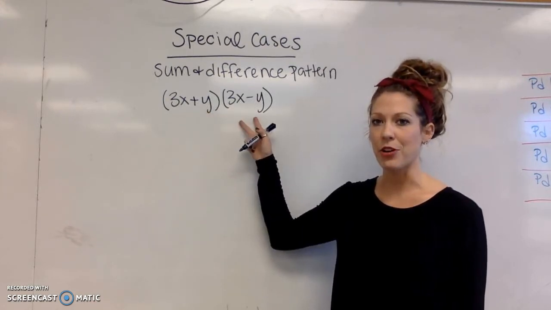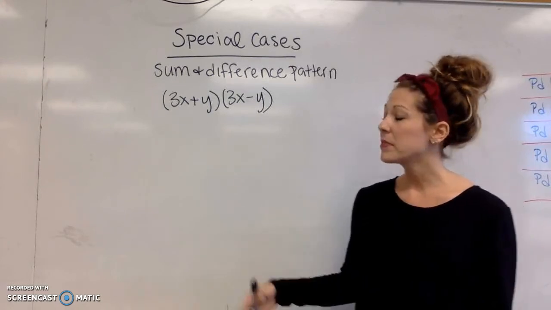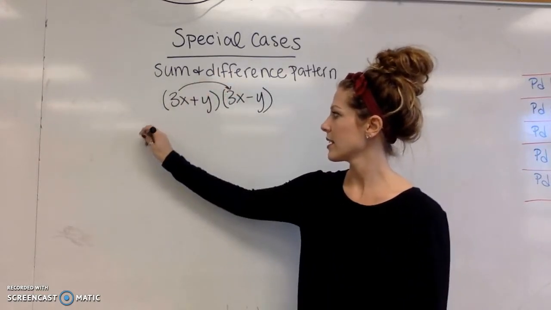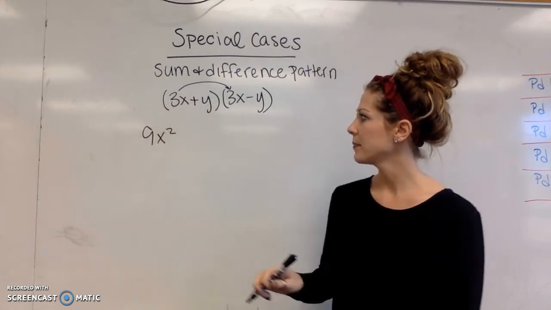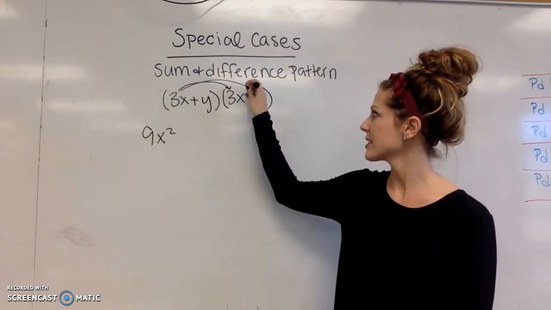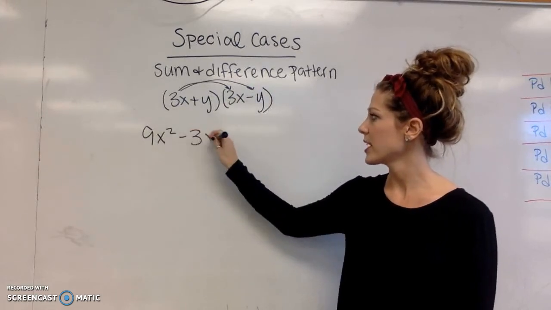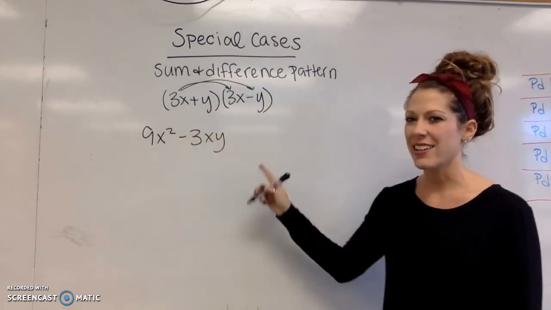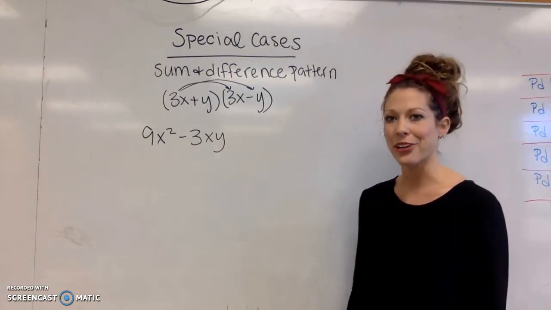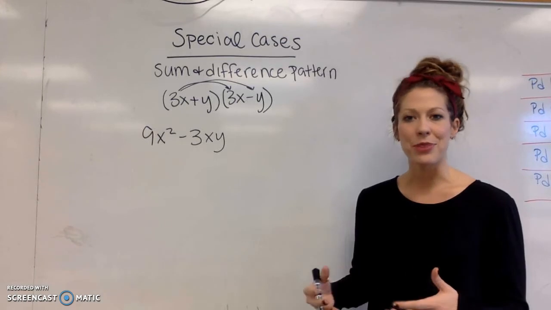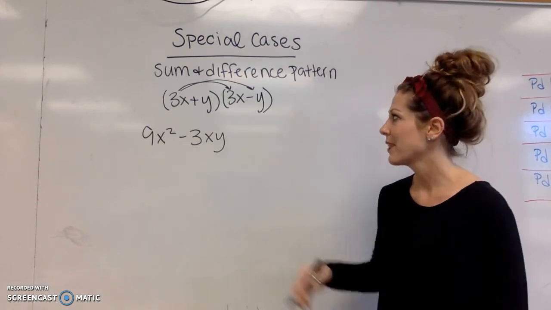I wanted to do at least one example with you where we have two variables in each binomial pair. Same process, 3x times 3x gives us 9x squared. 3x times negative y, so it's going to make it a negative 3, and we have an x and a y. I like to put my letters in alphabetical order when I'm multiplying monomials with two different variables.